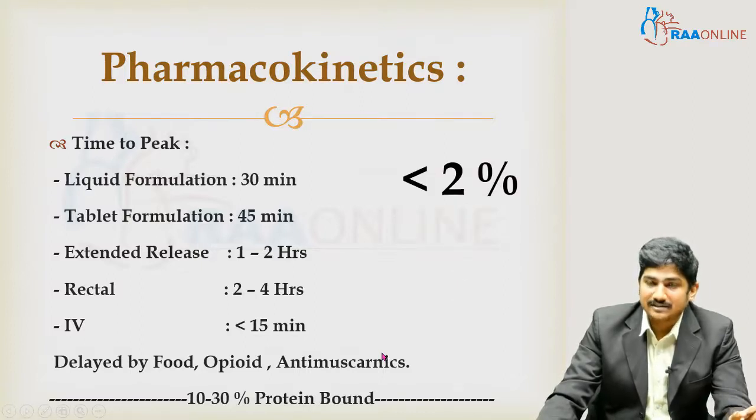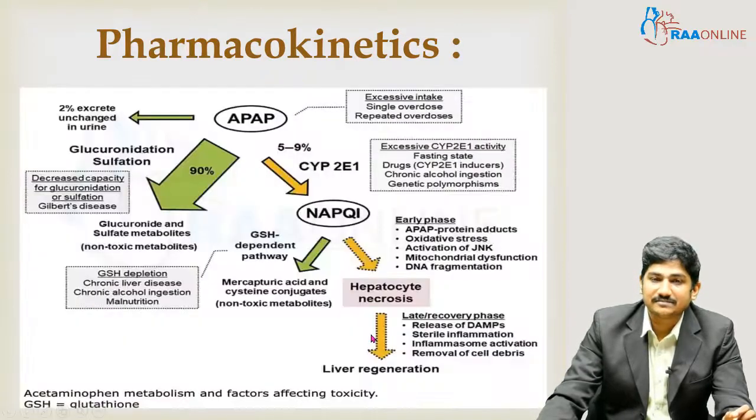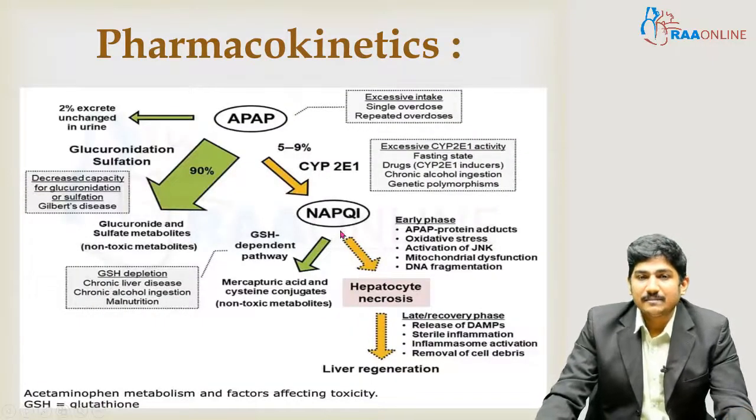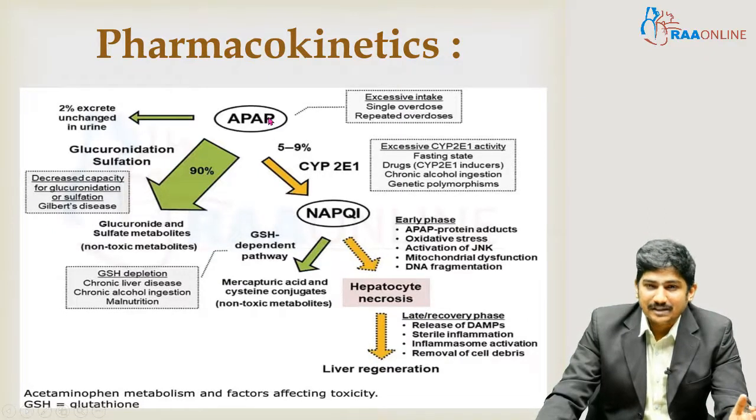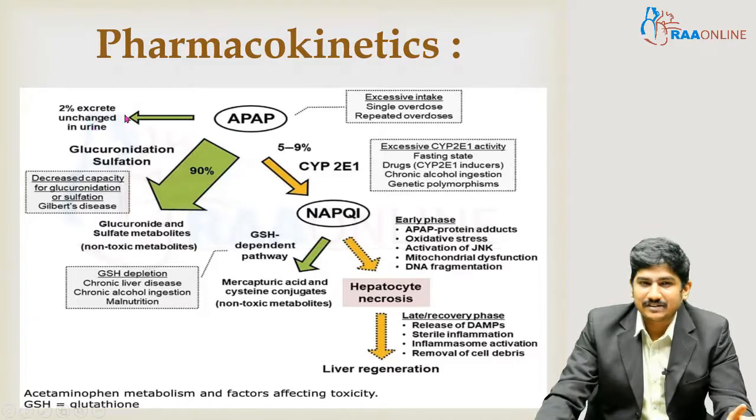Less than 2% of what is given to the patient can be secreted in the breast milk. Okay. So pharmacokinetics: paracetamol's major metabolism goes through either glucuronidation or sulfonation, around 90% happens through this. Some 2% goes unchanged in the urine itself.